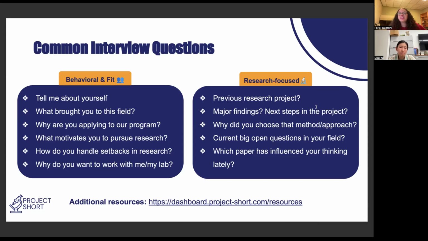And for example, they can get even more detailed and ask you why you chose a specific method or a specific approach. Another question that I personally got asked during one of my interviews was about any current big open questions in the field and how you see fitting in as a researcher. And this is something that a lot of people might not be prepared for. So I encourage you to ask that during the interview. You can also ask about which paper has influenced their thinking lately.